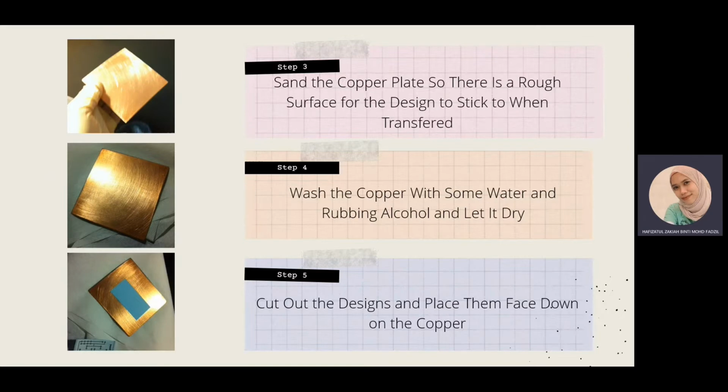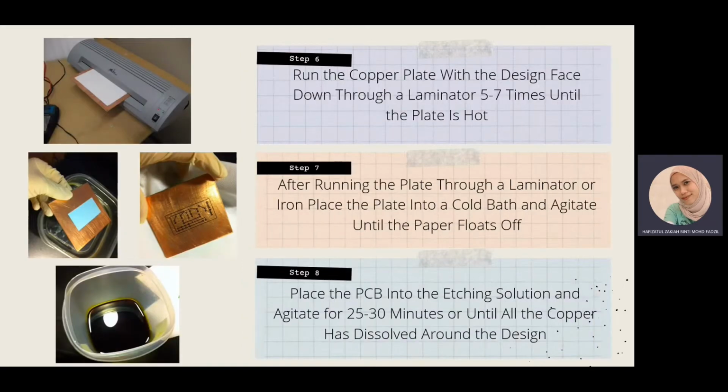Step 4. Wash the copper with some water and rubbing alcohol and let it dry. Step 5. Cut out the design and place it face down on the copper. Step 6. Run the copper plate with the design face down through a laminator 5 to 7 times until the plate is hot. Step 7. After running the plate through a laminator or iron, place the plate into a cold bath and agitate until the paper floats off.